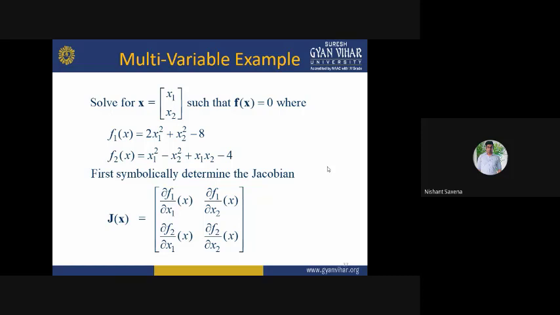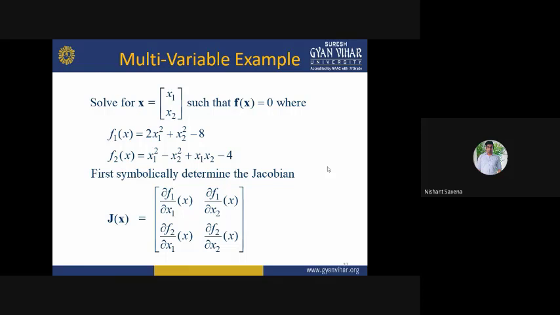Now let's take an example. We have to solve for x1 and x2 such that f of x equals 0. We have two functions, f1(x) and f2(x), with only two variables. We are taking only two variables in this system right now, for the sake of ease, to understand the concept. Let f1(x) equal 2x1 square plus x2 square minus 8.